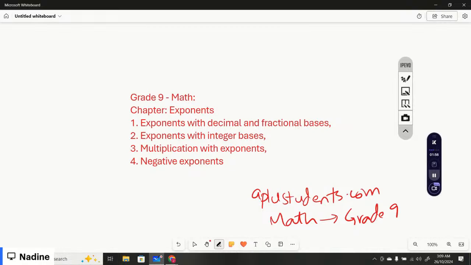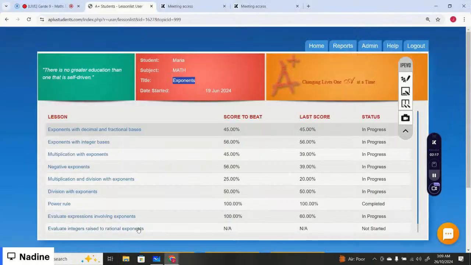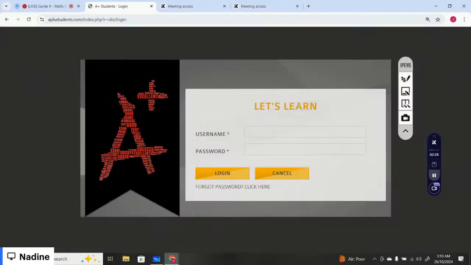There you can find a list of the chapters. We're going to start with the chapter exponents. The lessons we're going to cover today are exponents with decimals and fractional bases, exponents with integer bases, multiplication with exponents, and negative exponents. Here I'm on grade 9 math. The chapter we are on right now is exponents. Let's just start with the next lesson, that is exponents with decimals and fractional bases.